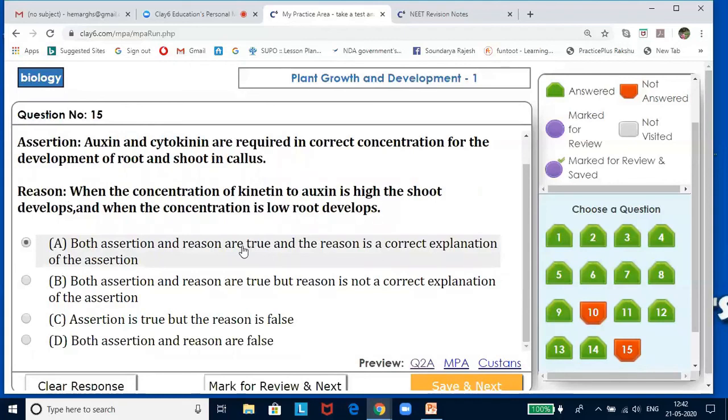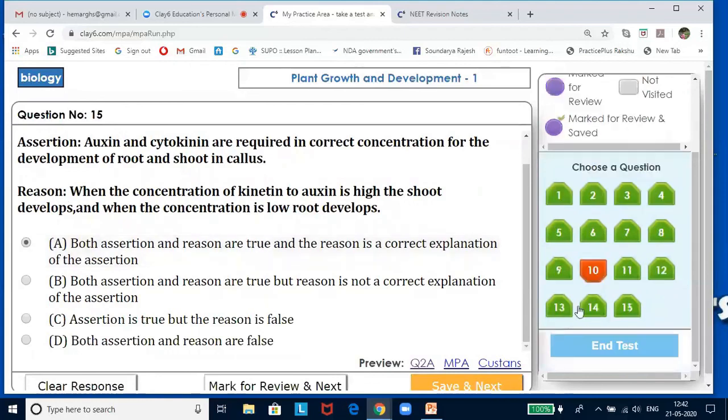In this chapter, in most of the NEET questions, they have asked assertion and reasoning questions maximally. But one test contains only assertion and reasoning.